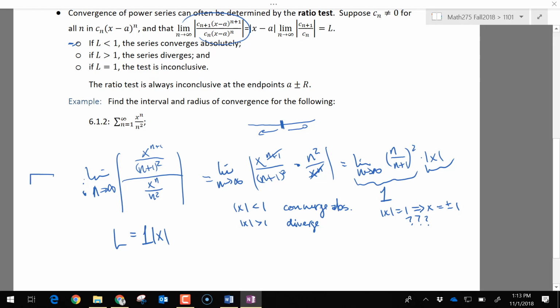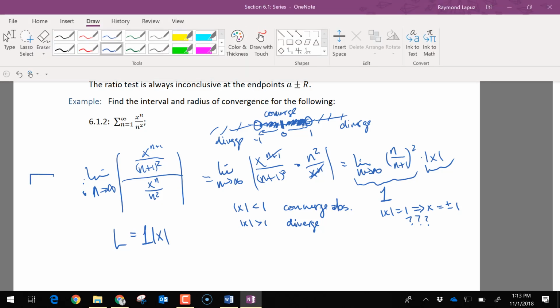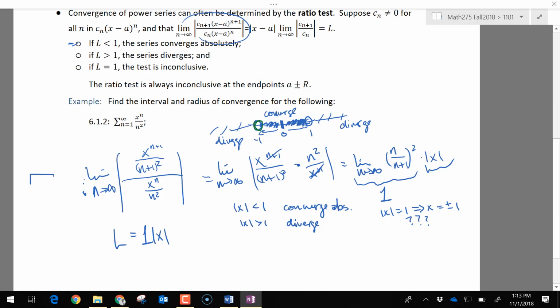So we know that between -1 and +1 is going to converge. And we know that beyond that, it's going to diverge. What we don't know is what's happening exactly at those points. And if you're looking for the interval of convergence, then we want to know what's happening at those points.